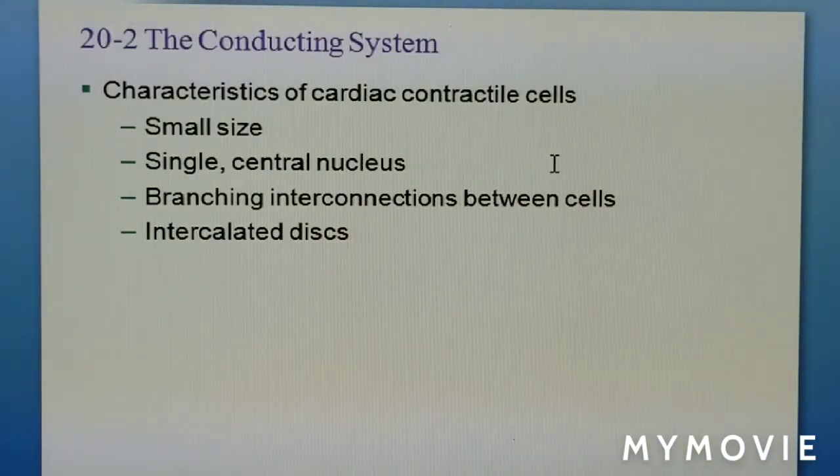Characteristics of cardiac contractile cells, they're small, whereas skeletal muscle is very long. Single central nucleus, whereas skeletal muscle again was multinucleated. Branching interconnections between cells held together with intercalated discs.